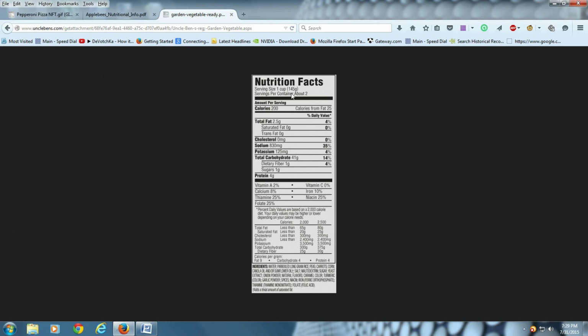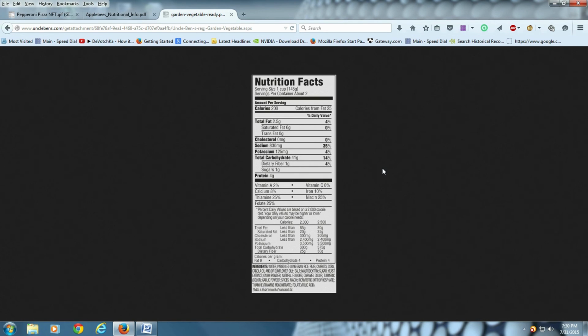This example came from the back of Uncle Ben's brown rice. Hope you guys can see that, but it says serving size equals 1 cup. So when I cook Uncle Ben's brown rice and I take my measuring cup, I take 1 cup out of that. That is 1 serving. Inside of that 1 serving, there's 200 calories, 2.5 grams of fat, 41 grams of carbs, and 4 grams of protein.